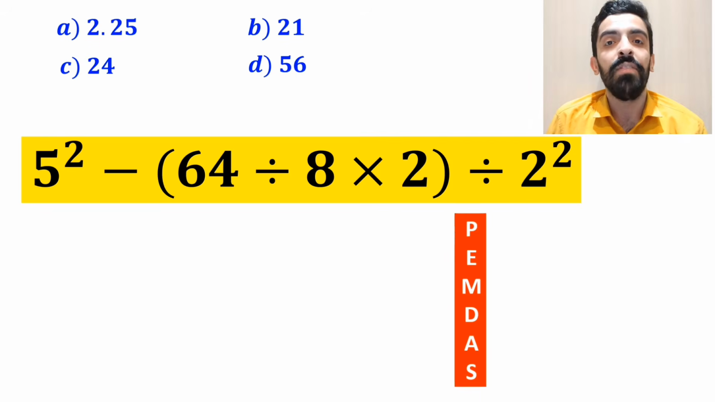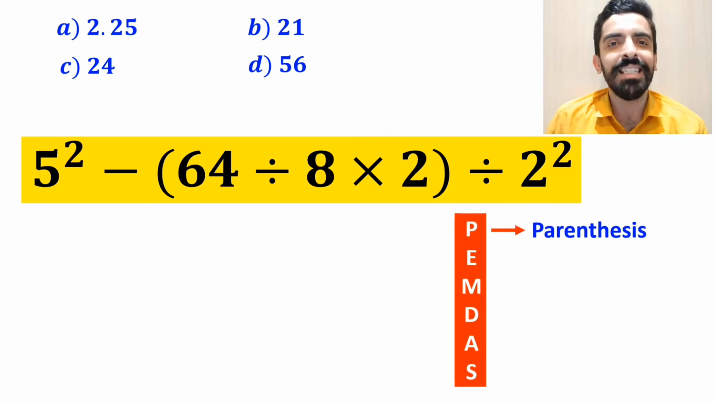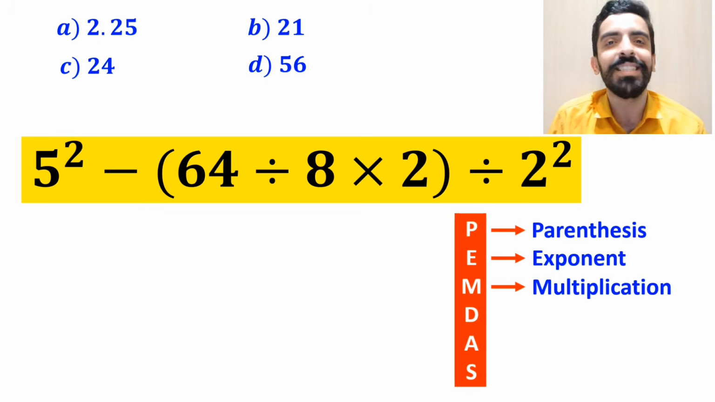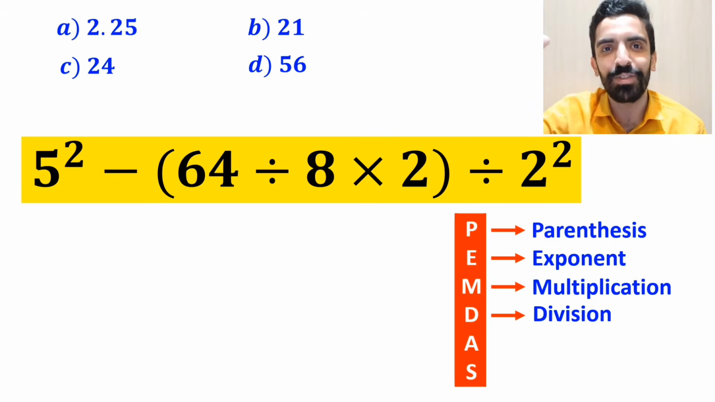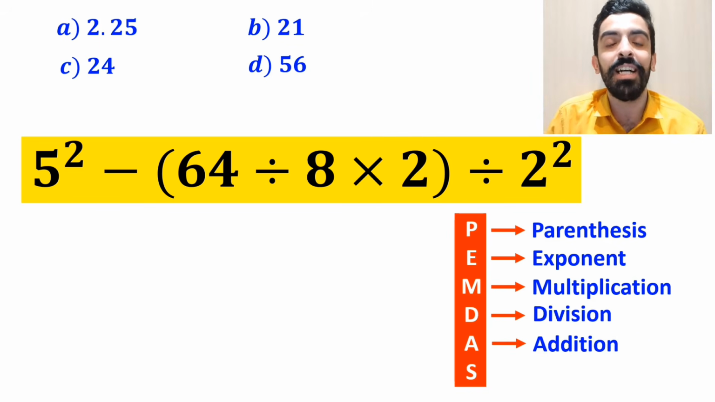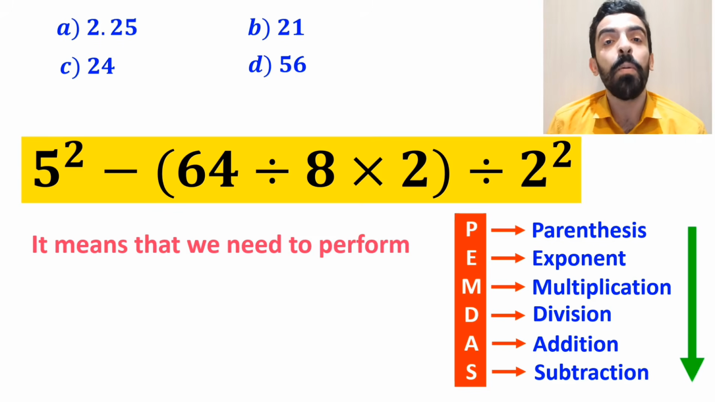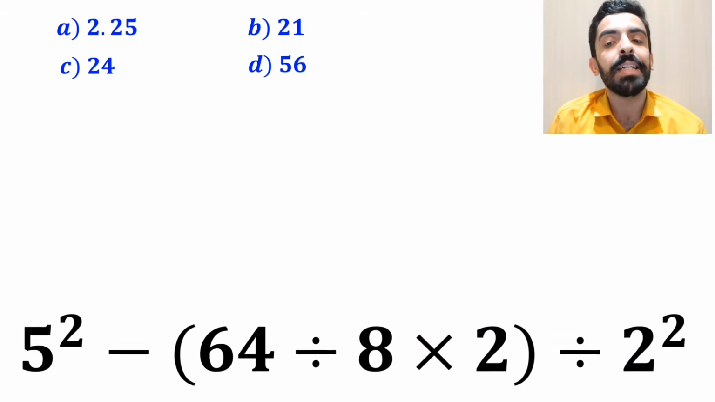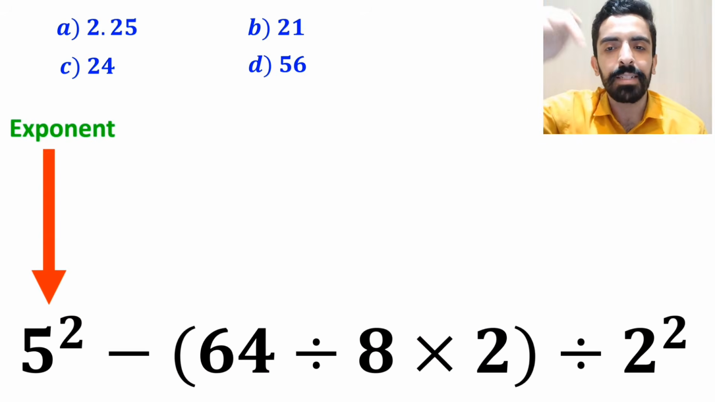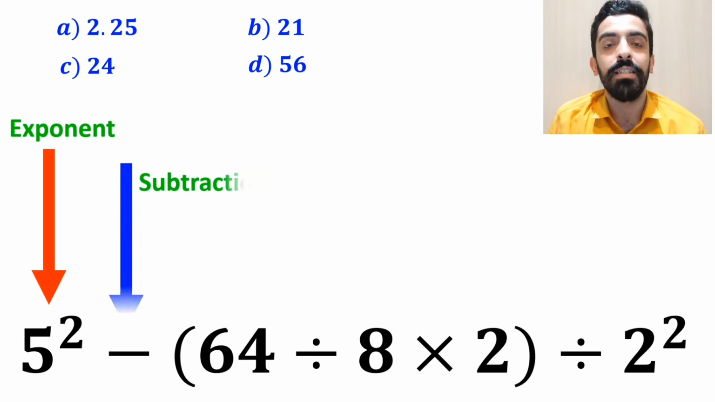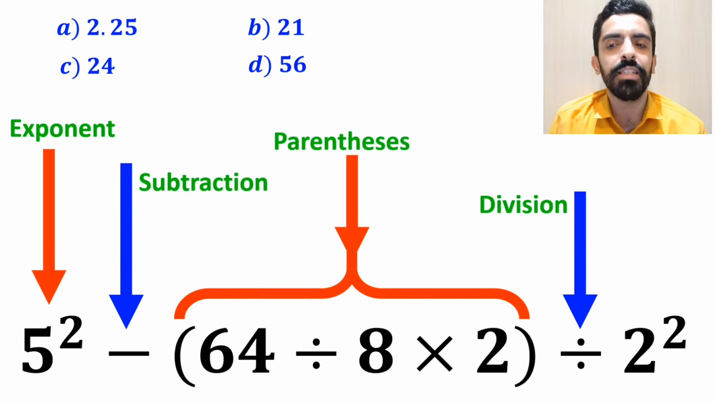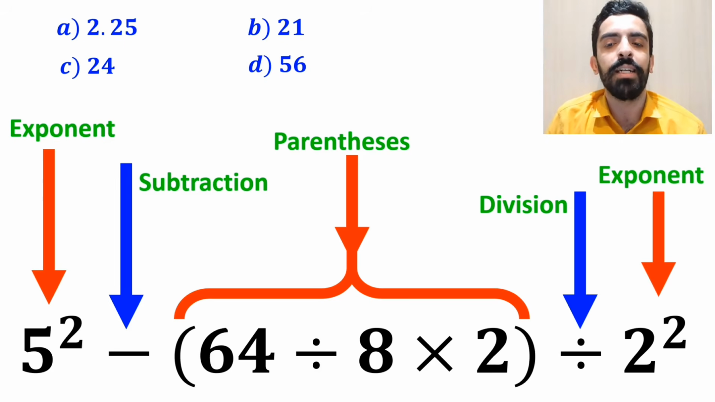To solve this question, we must follow the PEMDAS rule. In this rule, P stands for parentheses, E stands for exponent, M stands for multiplication, D stands for division, A stands for addition, and S stands for subtraction. It means that we need to perform all the operations step by step in order from top to bottom. Okay, as you can see in the image, in this expression, first we have an exponent, then a subtraction sign, followed by parentheses, then a division sign, and finally another exponent.